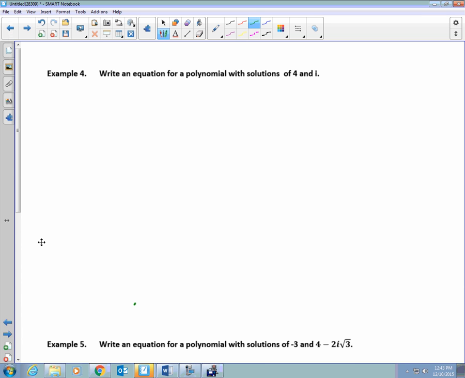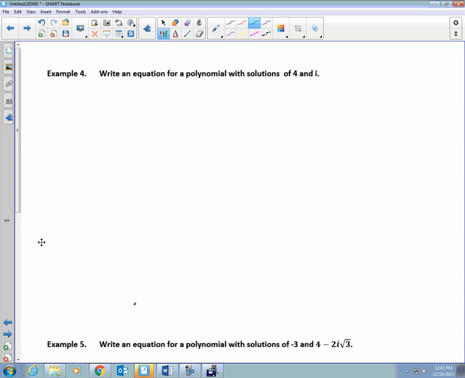So we have 2 learning targets for the day. The first one is we want to use the fundamental theorem of algebra in order to find solutions to numbers and be able to do everything we just did in the last problem. But we also want to be able to use the fundamental theorem of algebra to be able to write polynomials. Have you ever learned how to write an equation for a line? Well, yeah, it was algebra 1. Well, now let's write an equation for a polynomial.